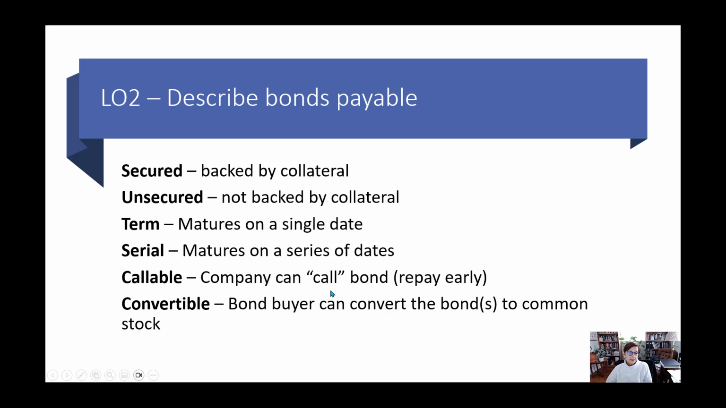Now, a callable bond tells you that the company can call the bond back, meaning repay it early, under specific circumstances and for specific prices. They can't just call it any time and say, hey, I'm going to repay you now. So there are specific terms under which that can happen. And then a convertible bond, also under specific terms, that means that the bondholder can convert the bond to common stock.